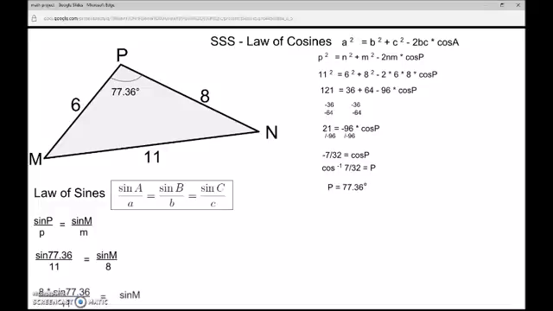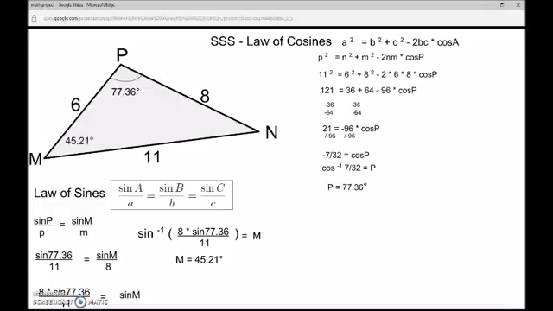We multiply both sides by 8 to get 8 times the sine of 77.36 over 11 equal to the sine of M. Taking the inverse sine of both sides, we get M is equal to the inverse sine of 8 times sine of 77.36 over 11. We put that in our calculator, we'll get M is equal to 45.21 degrees. We'll put that on our triangle too.